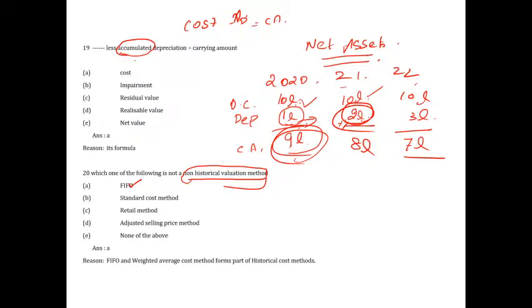So remember, here they are asking which is not a non-historical valuation. FIFO is the answer here, because FIFO and weighted average method form part of the historical cost method. Why? Because, remember, first in, first out, so it will take that value. If I purchase that product in 2022, it will go out at the same rate. If I purchase that particular lot in 2023, it will go out at the same rate. You're getting it? So the answer is FIFO, because FIFO and weighted average cost form part of the historical cost method. Next one.